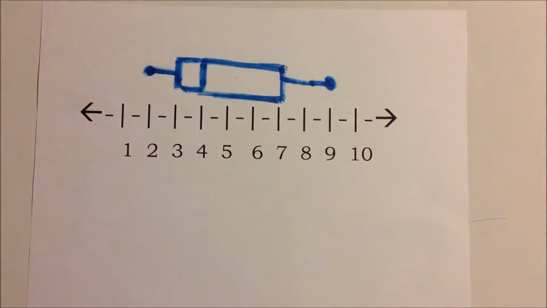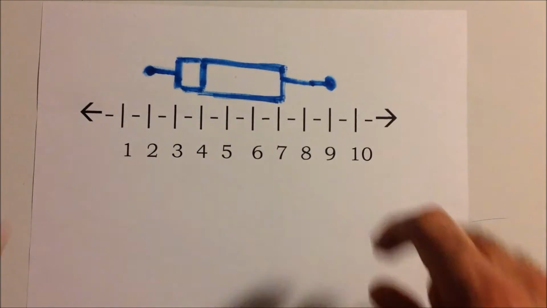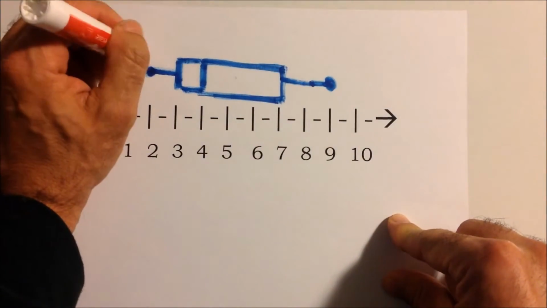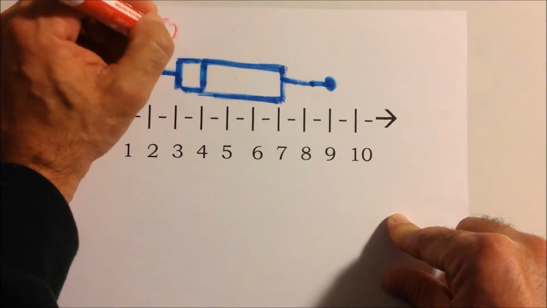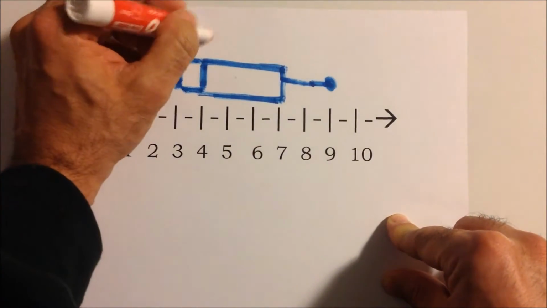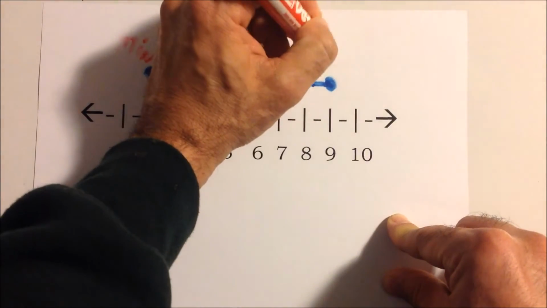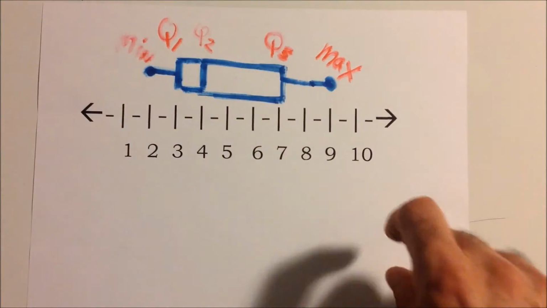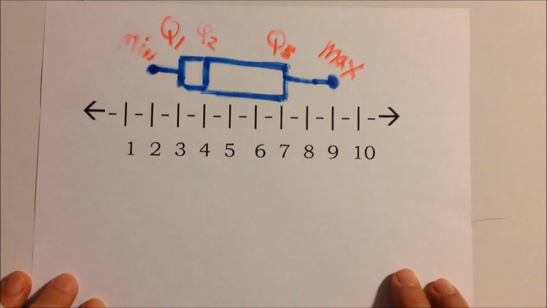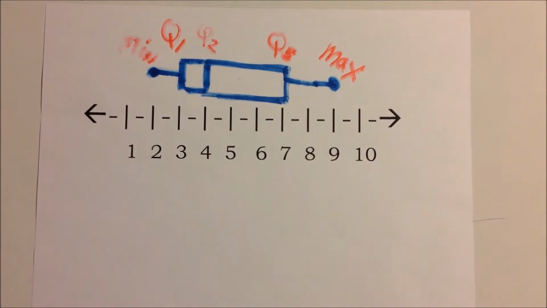And we can label them. Again, the minimum, that's the minimum. This is Q1, Q2, Q3, and the maximum. Here's our box and whisker. Now there's another term we should know. It's called the interquartile range.